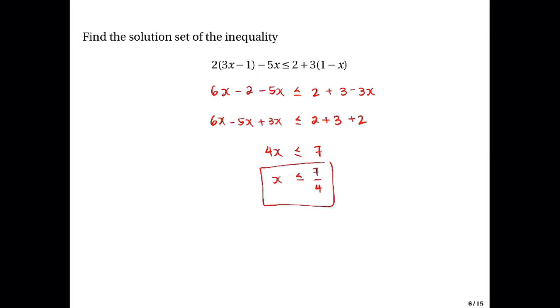So this is the solution set of the inequality. Well, this is the condition for x to satisfy the inequality. For the solution set, let me just write it here. You can use the interval notation. So this will be from negative infinity up to 7/4, and then you close this with a square bracket. And this is the solution set.